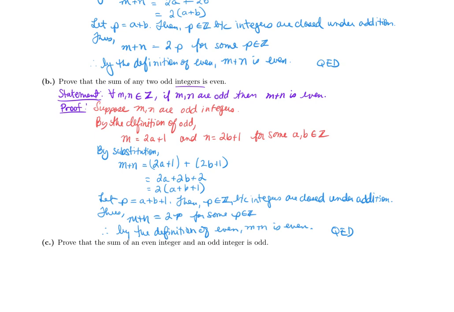What I'd like for you to do for part C now is to pause the video and try part C on your own. Part C says, prove that the sum of an even integer and an odd integer is odd. See if you can do that.